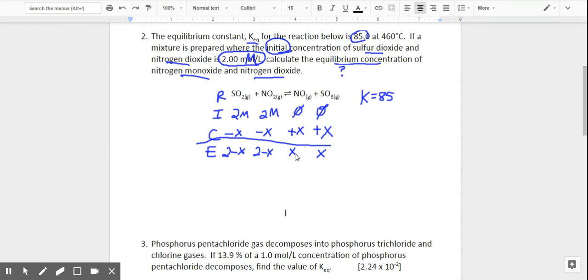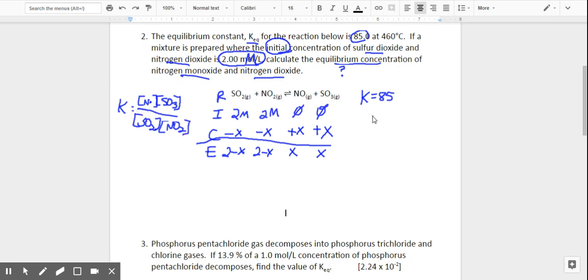So now let's leave this all to the side and let's write our K expression. So our K expression, I'm going to write to the left here, is equal to NO times SO3 over SO2 times NO2. So that's my equilibrium expression.